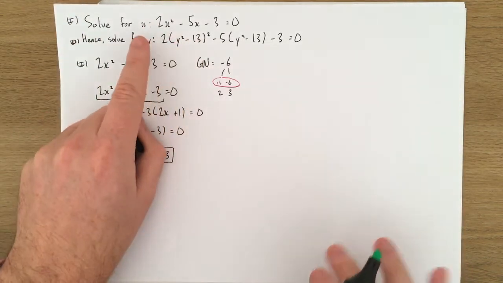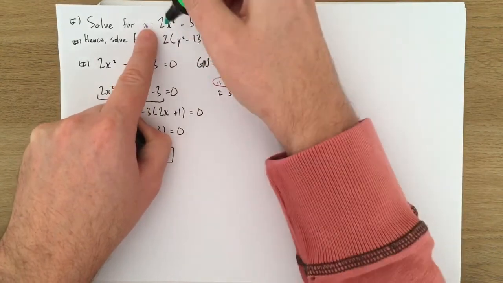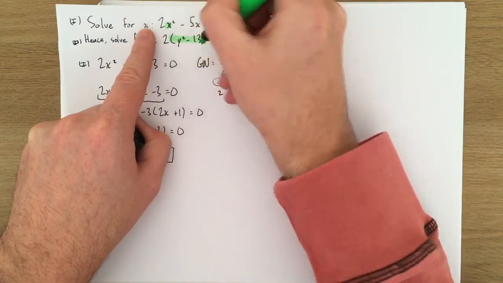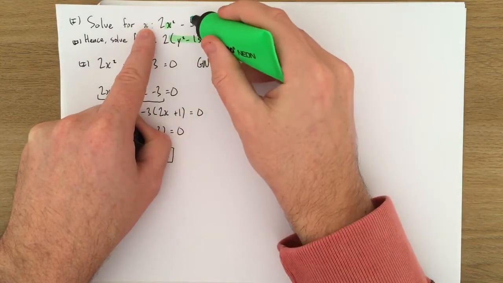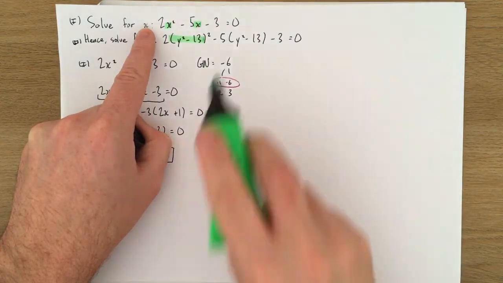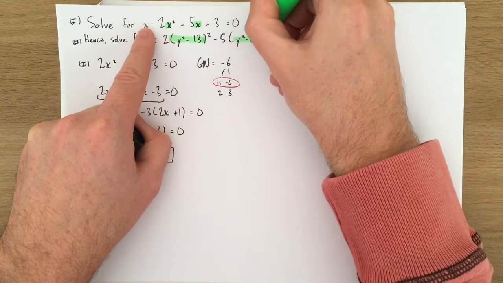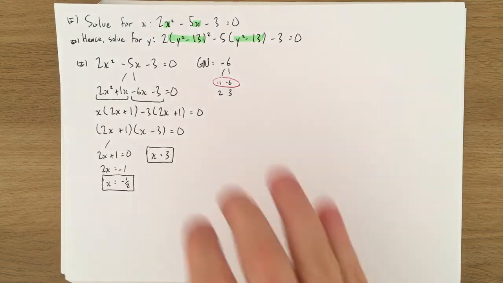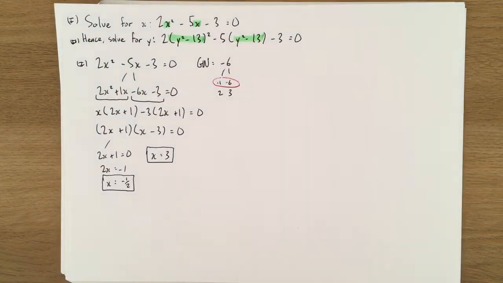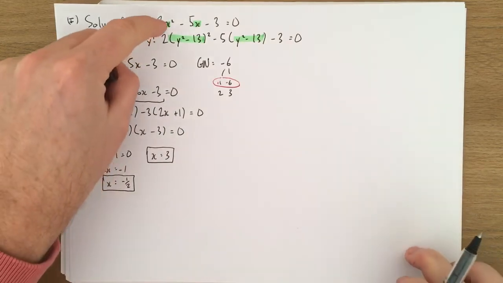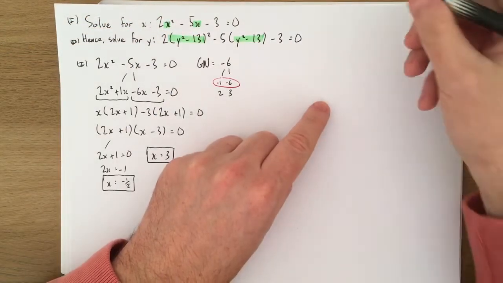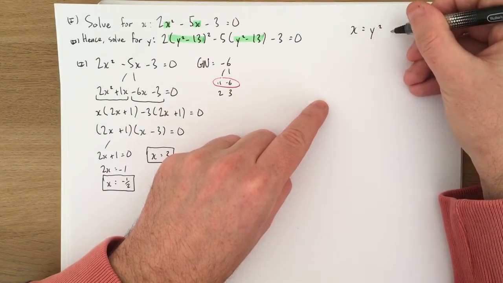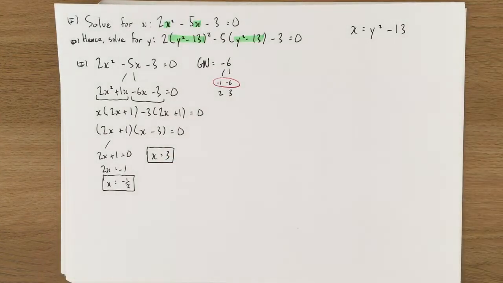And if you look at the connection between them again, 2x squared, where I have x in that first one, I have y squared minus 13 in the second one. Minus 5x, where I have x in the first one, I have y squared minus 13 in the second one. Minus 3 equals 0, minus 3 equals 0. So those two equations are in the exact same form, except wherever I have an x here, I have a y squared minus 13 here. So they are telling me that x is equal to y squared minus 13.